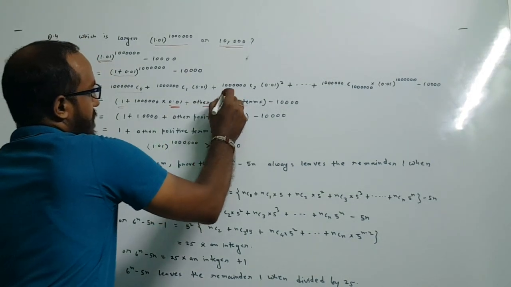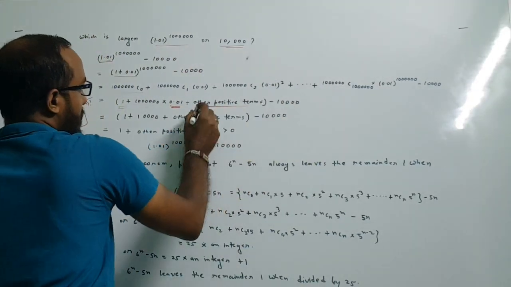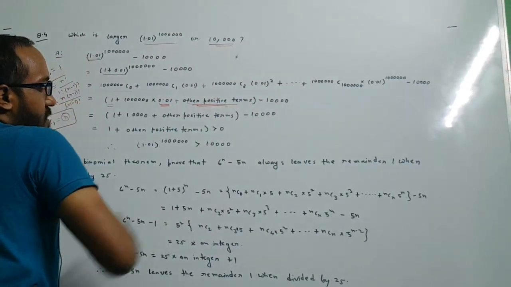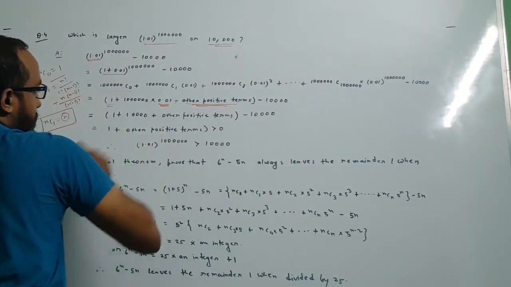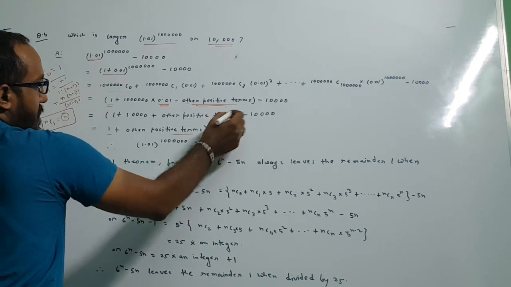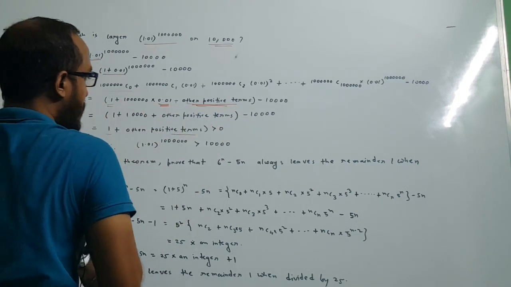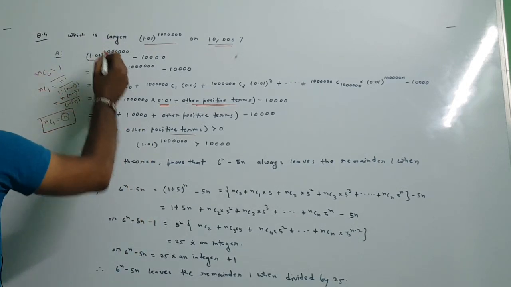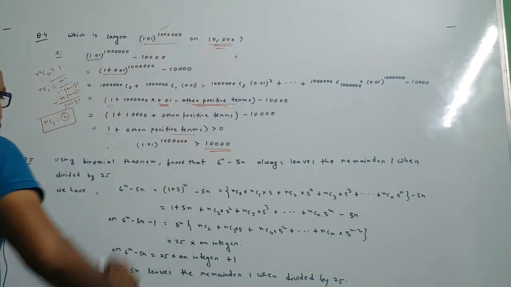We can write these terms, keep these terms as they are. So we can say that the other positive terms are these things, minus 10,000. So see, 10,000 gets cancelled out, so we will have 1 plus some other positive terms, that is 1 plus something, 1 plus some positive term that is greater than 0. So we can say that this thing is actually greater than 10,000. So that means this is greater than 10,000.